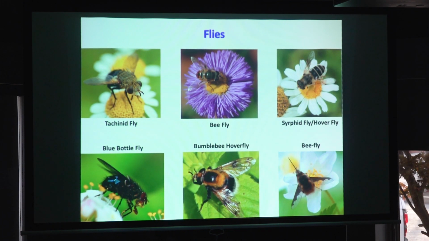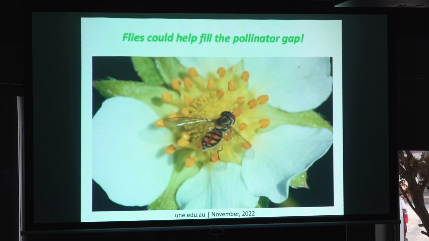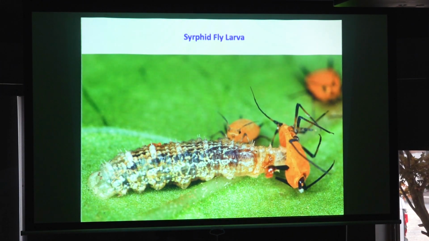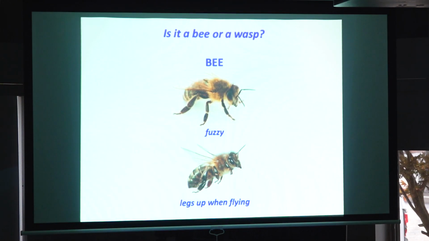But actually they are a great help to us, many of them, because the larvae of these flies can help control the pest insects. And in fact, there's this research being done in Australia. This is a raspberry flower, I believe, that the fly is pollinating. So here's a syrphid fly larva doing its job, controlling the aphid population. This is the immature, the larval stage of the syrphid fly.